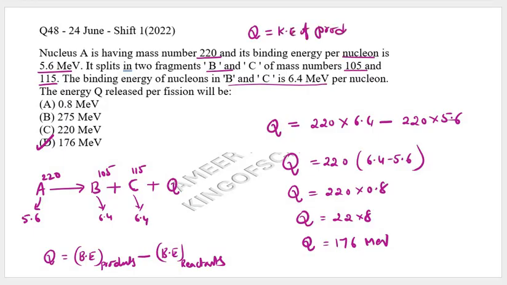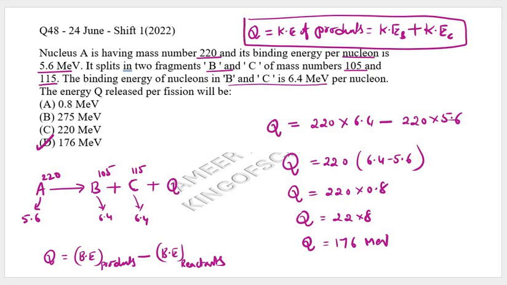It will be shared between the kinetic energy of B and the kinetic energy of C. So the idea of conservation of linear momentum can be used. Based on that, I can calculate precisely the shared amount of kinetic energy of B and kinetic energy of C. I hope it is clear.